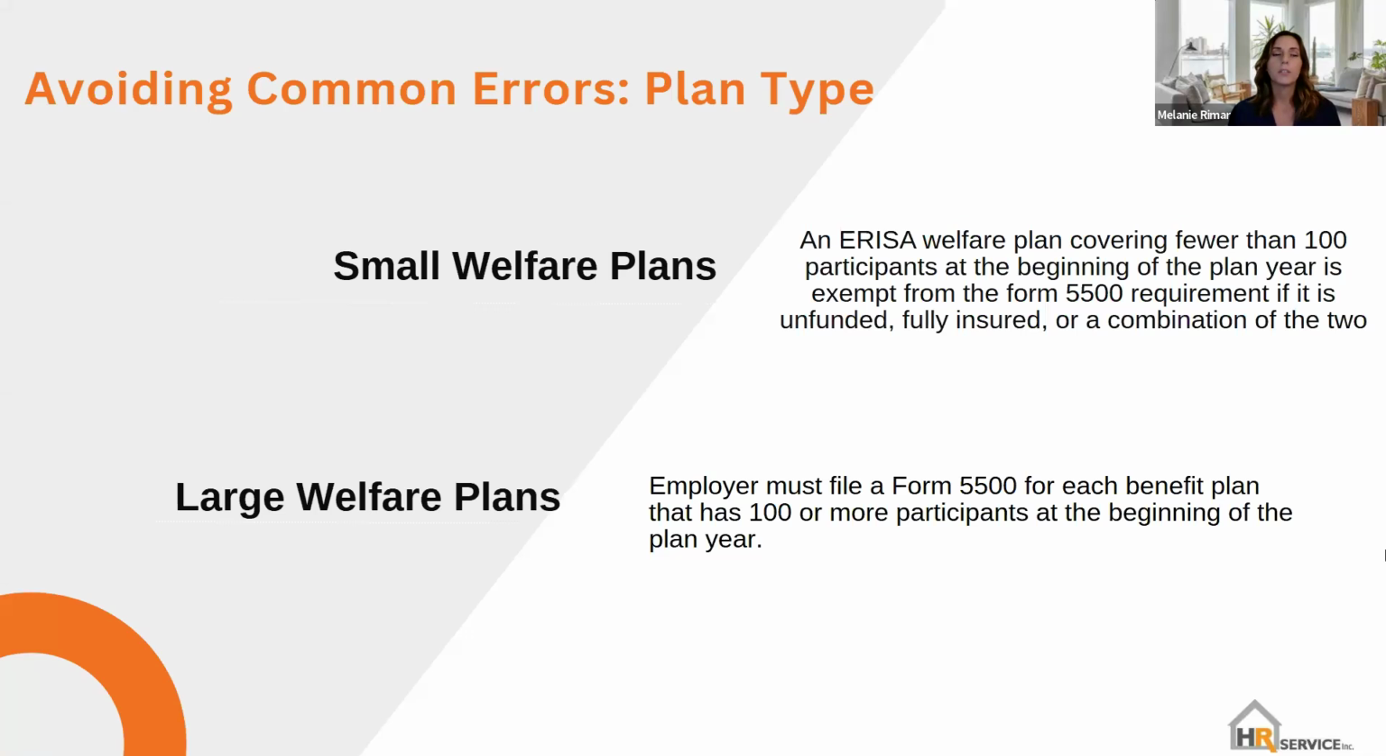So the first thing we're going to cover for common errors are the plan types. There are small welfare benefit plans, and these are ERISA plans that have fewer than 100 participants at the beginning of the plan year. Typically those are exempt from filing a 5500 if they're unfunded, fully insured, or a combination of the two. We're going to get into the funding types on the next slide.